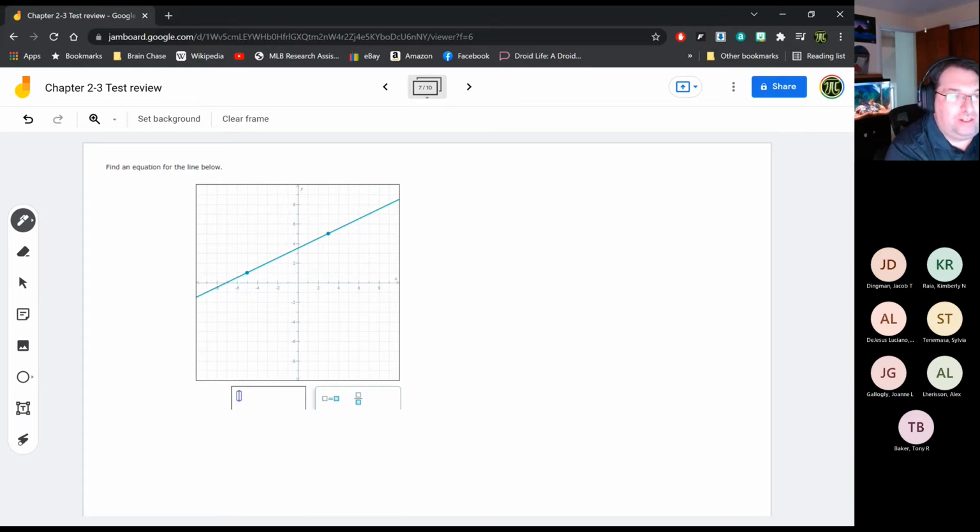This is the one where we want to use the point-slope equation, because we don't have a clear y-intercept. If one of the points was on the y-axis, I would use y equals mx plus b. But since the point is not on the y-axis, I'm going to use the point-slope form, which is y minus y1 equals m times x minus x1.